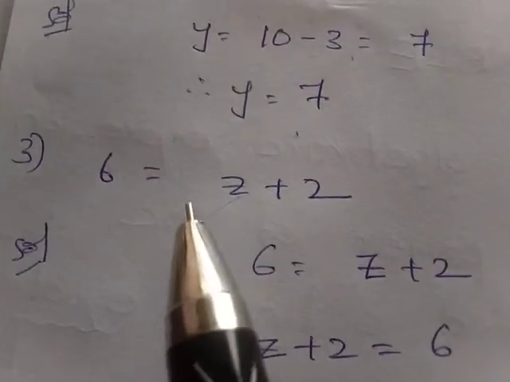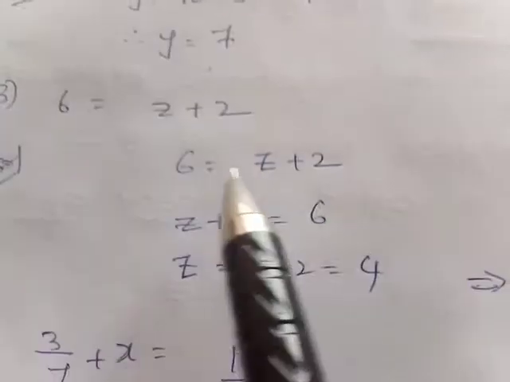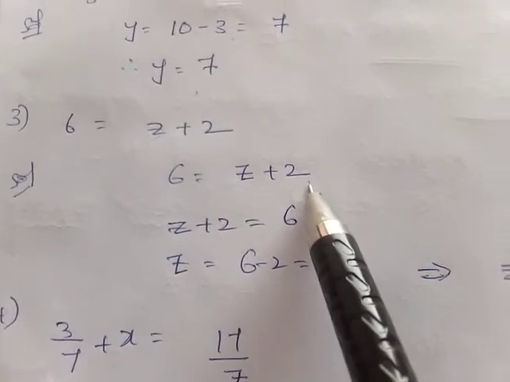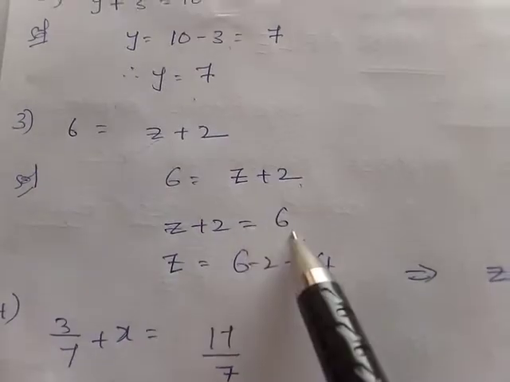Now come to the next, third problem. 6 is equal to z plus 2. What is the given value? 6 is equal to z plus 2. I am writing this one on this side: z plus 2 is equal to 6. Just changing their places, that's all.